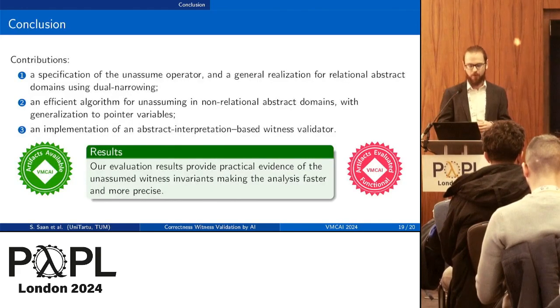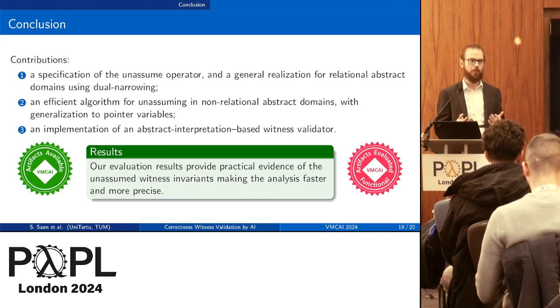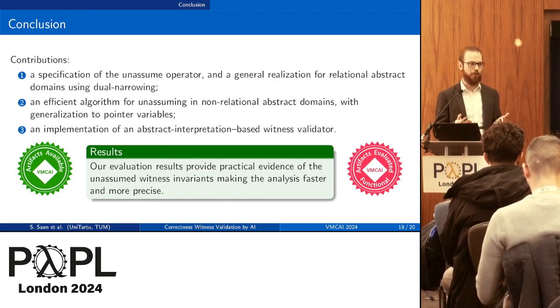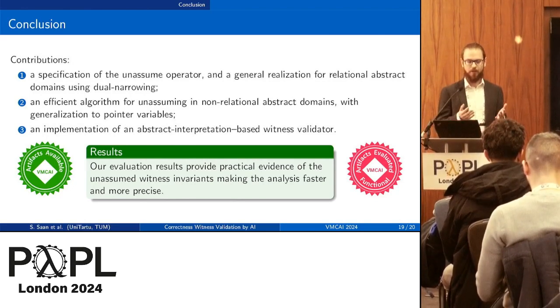So to finally conclude, we made 3 main contributions. We have specified the unassume operator. We have a general instance of it for relational domains that uses dual narrowings. We have an efficient algorithm for the non-relational domains, which generalizes also the pointer variables. And we have implemented these things also in the Goblin abstract interpretation framework.